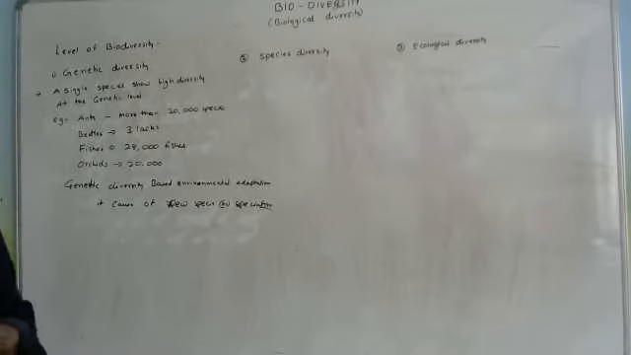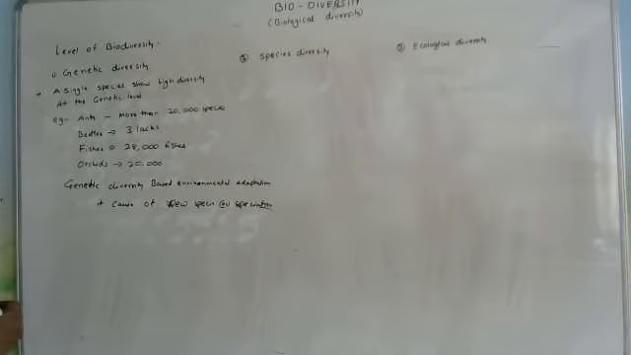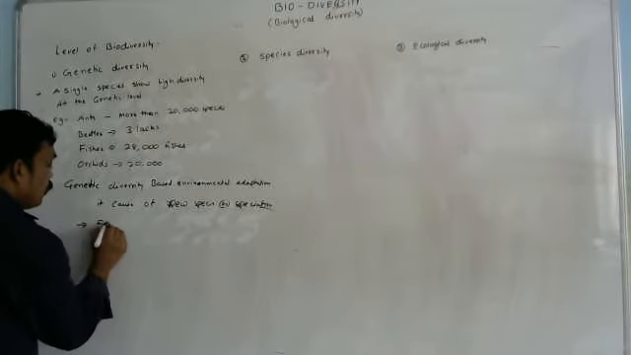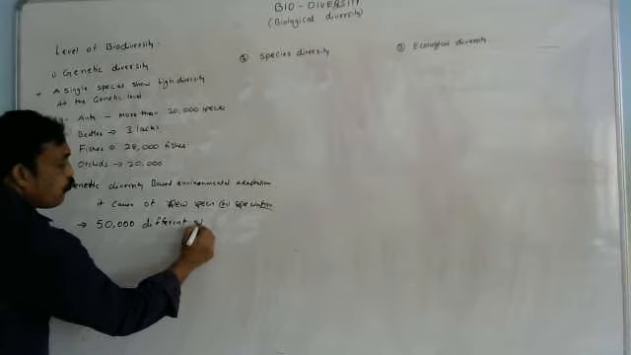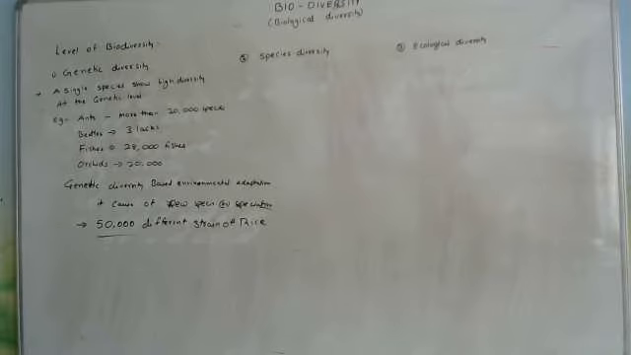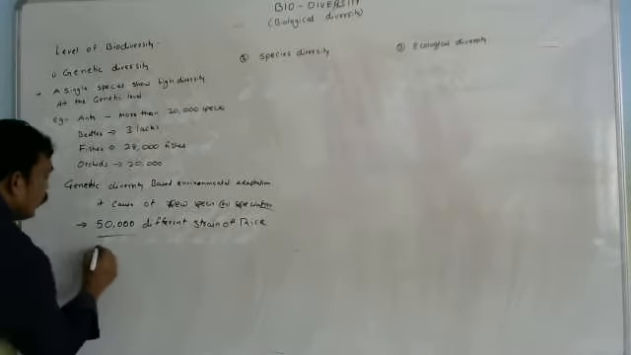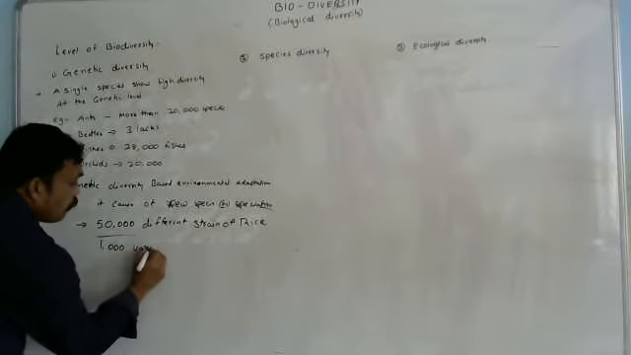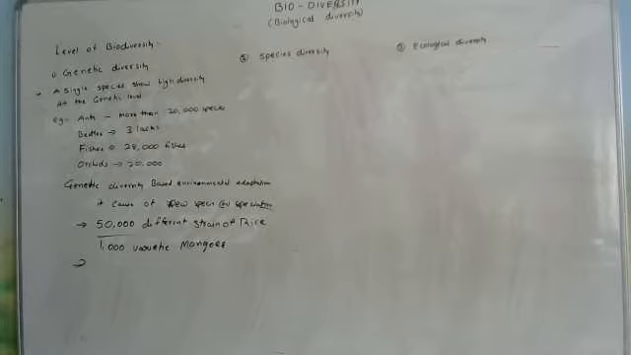For example, India has more than 50,000 genetically different strains of rice. All are the same species only, but some are large, some are small, some are different colors. So we observe 50,000 varieties of strains in rice, and 1,000 varieties of mangoes in India.